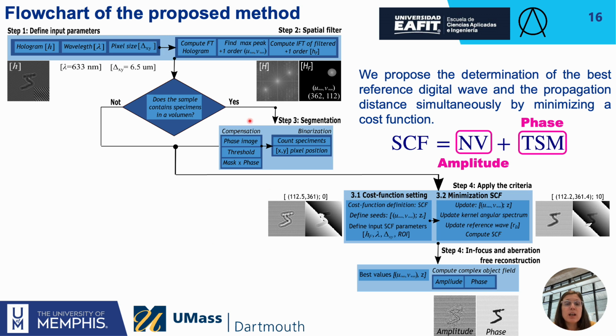So a framework is like you do all the steps until you select the object spectrum. When you select the object spectrum, you define your function to be normalized. So your synergetic cost function is the sum of two terms. One is the normalized variance, which is responsible for estimating the correct distance to reconstruct the in-focus image, analyzing the amplitude image, and the other one is the total summation metric.